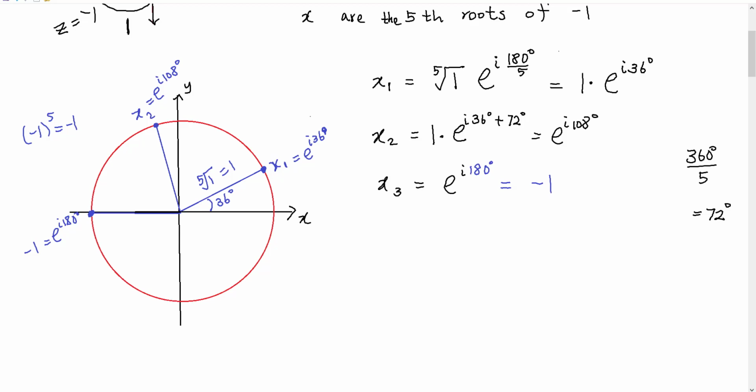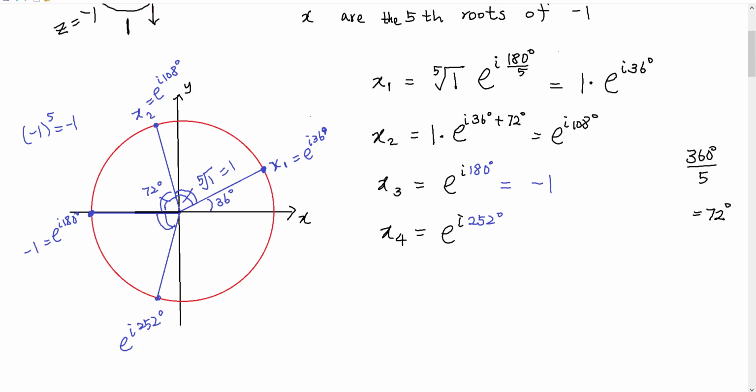And now the next one is e to the i 180 plus 72, which is 252 degrees. So the next one is somewhere here, and this point right here is e to the i 252 degrees. So they're equal angle measure apart, and this equal measure is 72 degrees.